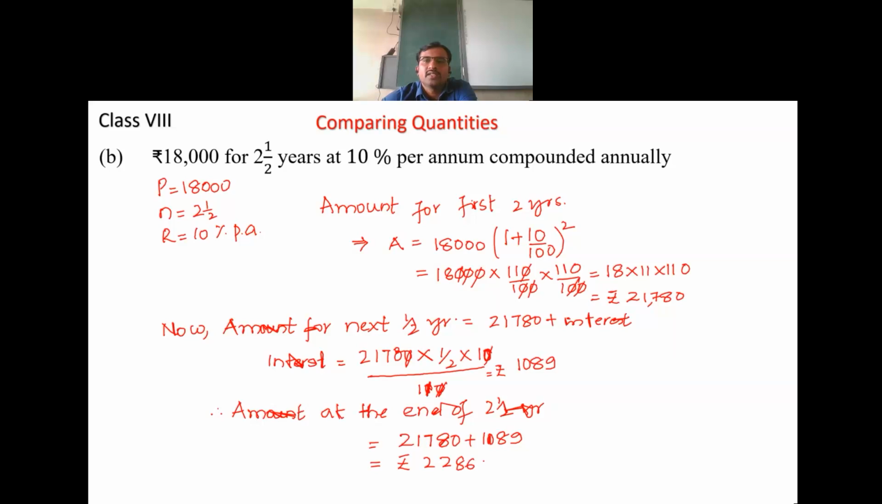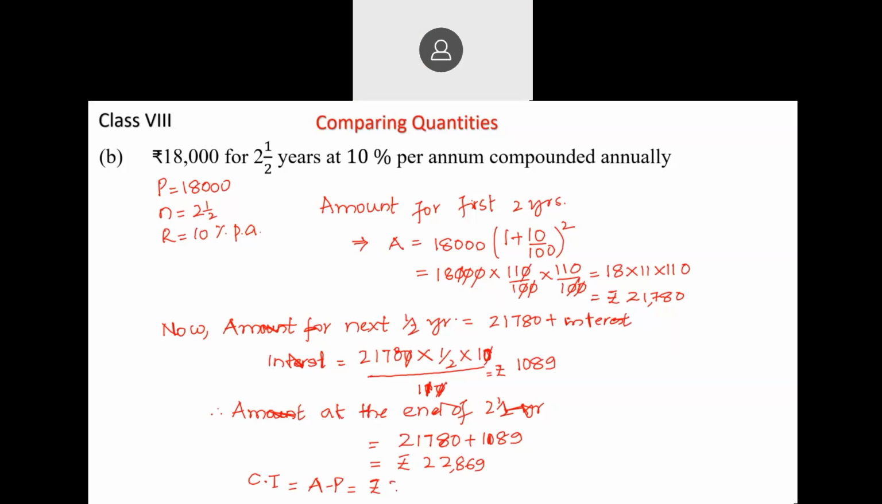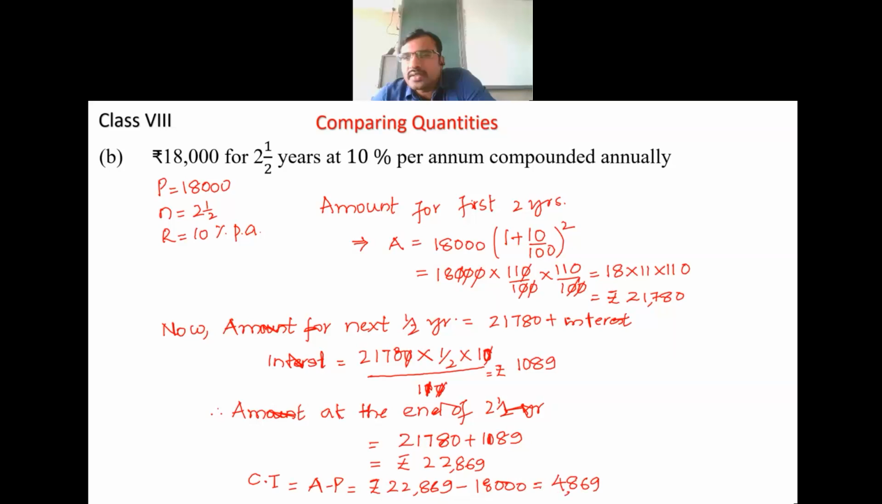22,869.89. This is correct. This is the amount. Now we need to find out the compound interest. Compound interest will be amount minus the principal. It is rupees 22,869 minus 18,000. 4,869 rupees. So very simple.